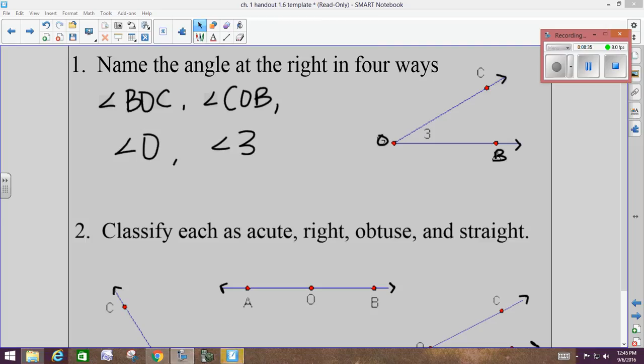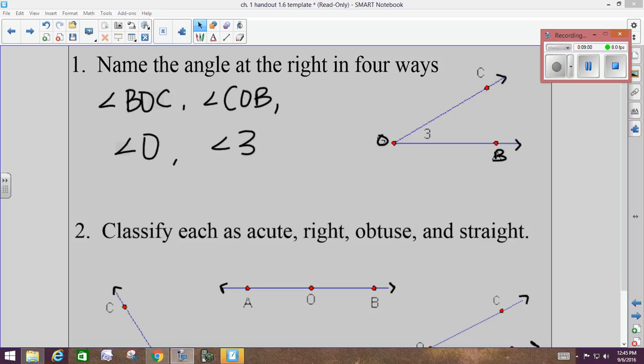When you use 3 letters, put the vertex in the middle. Since there's only 1 angle at that vertex, we can use the vertex and call it angle O, and then angle 3. Nice. Don't forget your angle symbol in front of each of those, because if you just put O, then it looks like a point. If you just put COB, then you might be talking about a packer. We don't know, though. Anyone? No? Thanks, Marcel. All right.